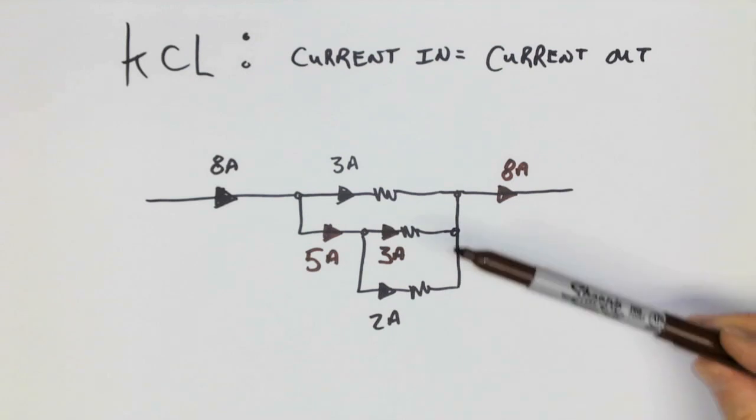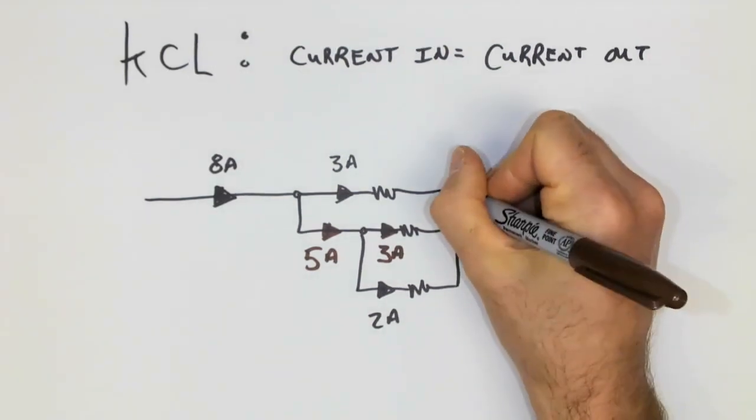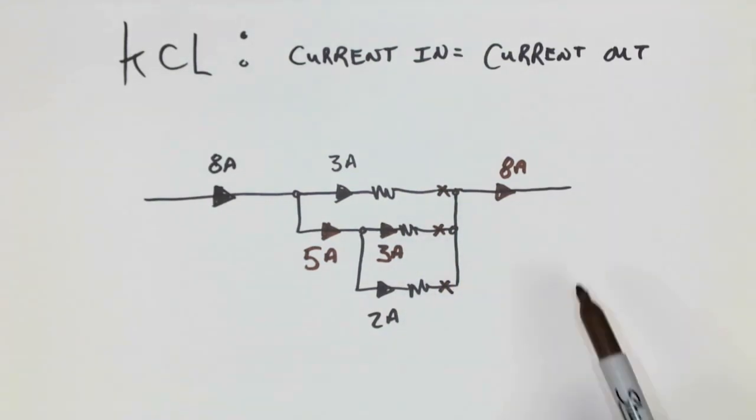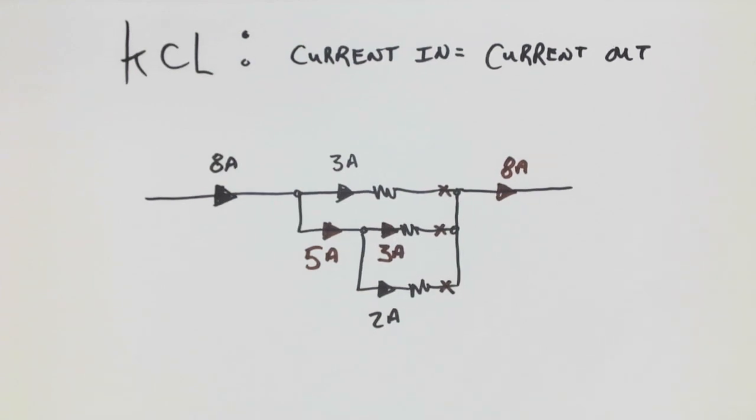If we then add all of the current values here, here, and here, we should again reach our 8 amps worth of current. So Kirchhoff's current law is a helpful item to remember when calculating combination circuits.